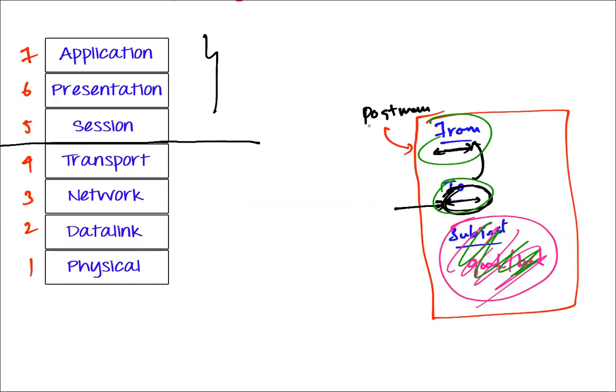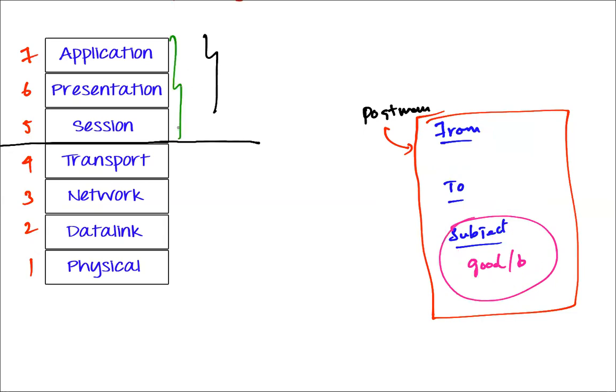The same way, as network engineers, we are not going to worry about the first three layers. The subject of the letter is exactly what we call the data that the user is sending. We are not going to worry about the first three layers.